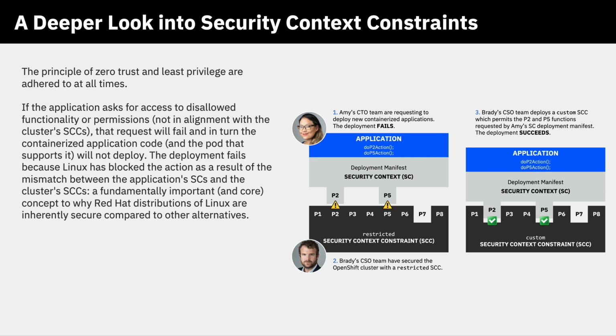If the application asks for access to disallowed functionality or permissions which are not in alignment with the cluster's SCCs, that request will fail, and in turn that containerized application code and the pod that supports it will not deploy. The deployment fails because Linux has blocked the action as a result of the mismatch between the application's SCs and the cluster's SCCs, a fundamentally important and core concept as to why Red Hat distributions of Linux are inherently more secure compared to other alternatives.